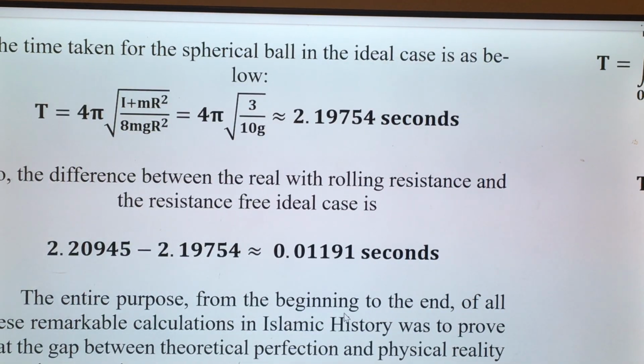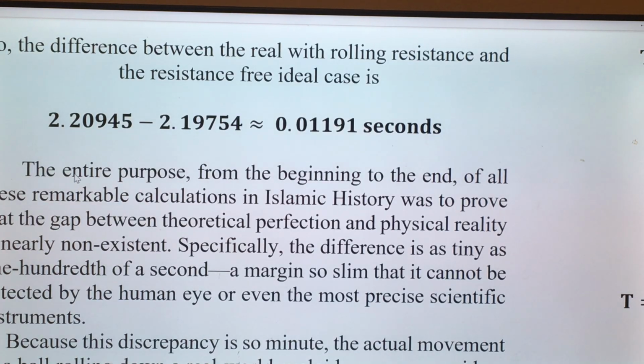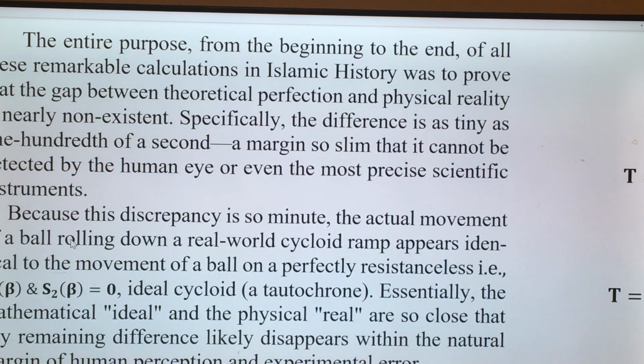Now guys, this is the main final paragraph that you need to understand. The entire purpose from the beginning to the end of all these remarkable calculations in Islamic history was to prove that the gap between theoretical perfection and physical reality is very small, nearly non-existent, 0.0119. Specifically, the difference is as tiny as 1/100th of a second, a margin so slim that it cannot be detected by the human eye or even the most precise scientific instruments due to human error. Instruments can detect if there is no human error, but human error cannot be avoided during the experiment.